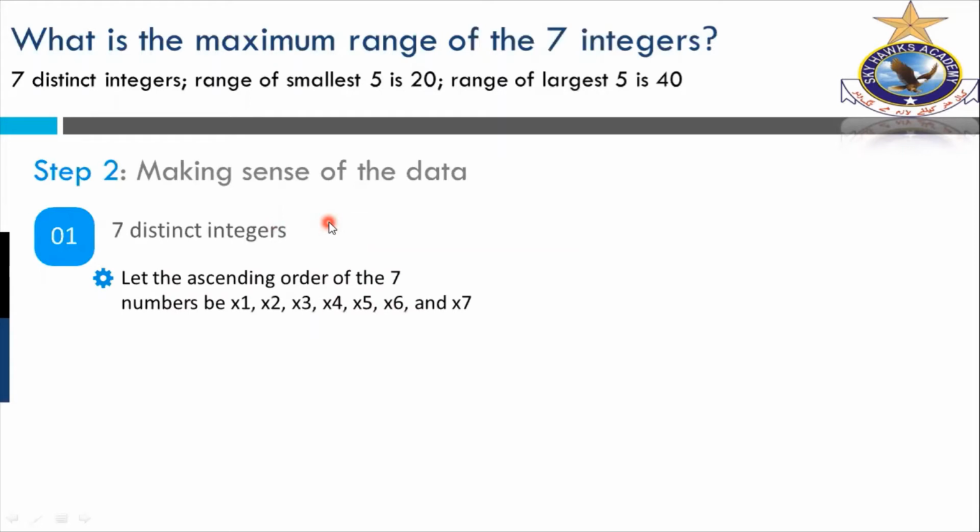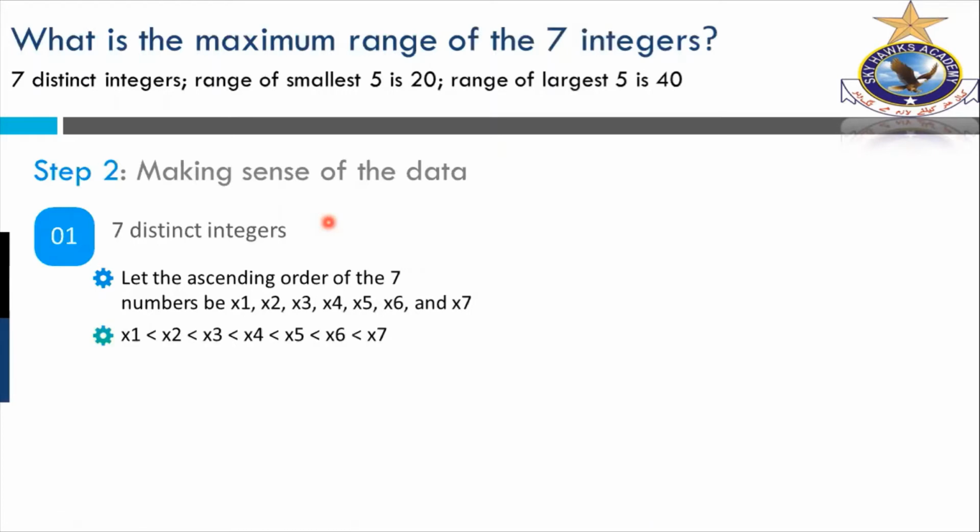Let them be in ascending order, so they are just going up and up and up: X1, X2, X3, X4, X5, X6, X7. We don't know where we will have to start, but at least we have a sense that these are increasing, ascending. So this is the first thing.